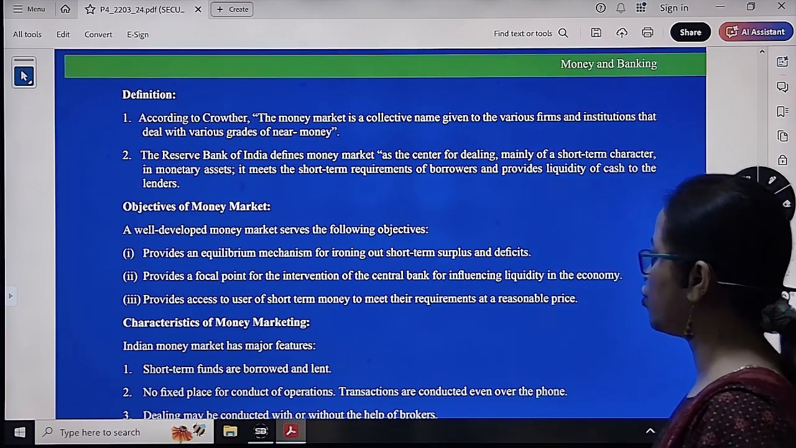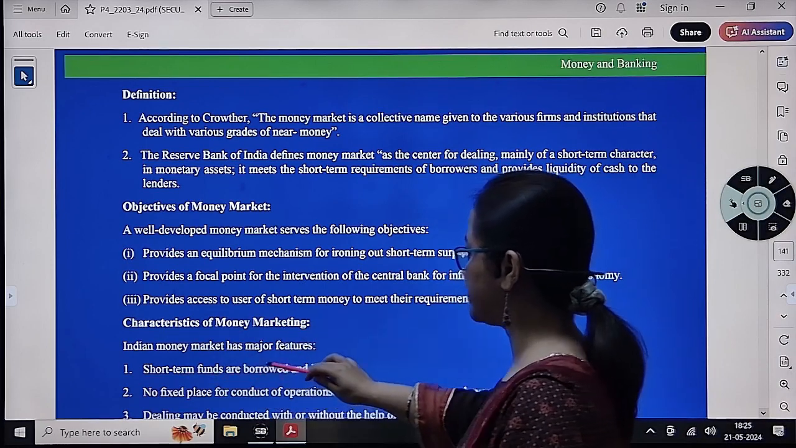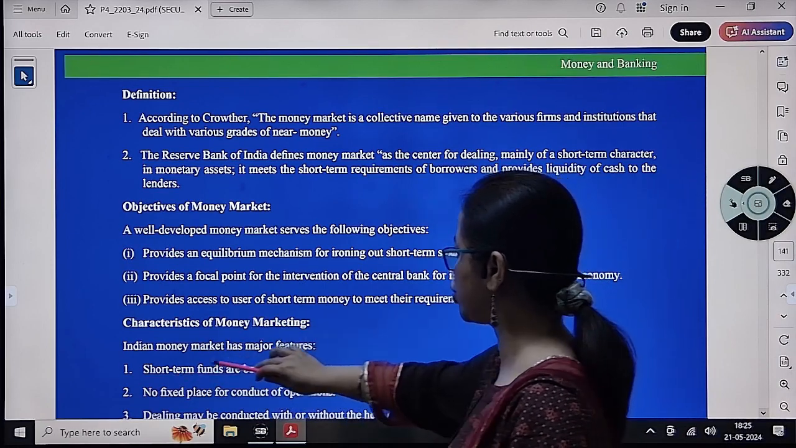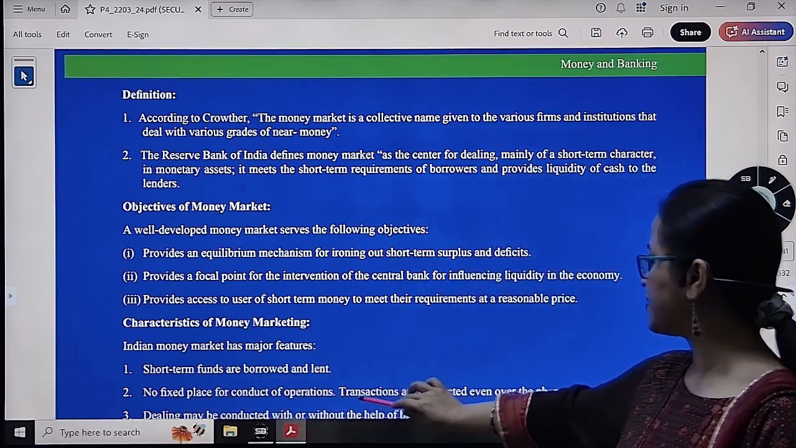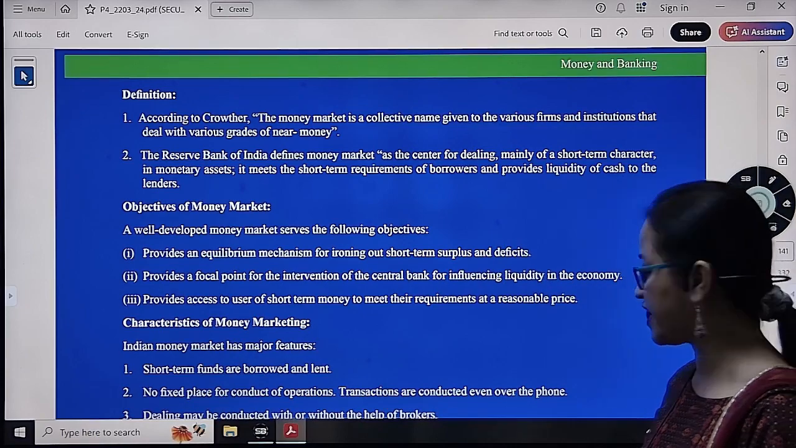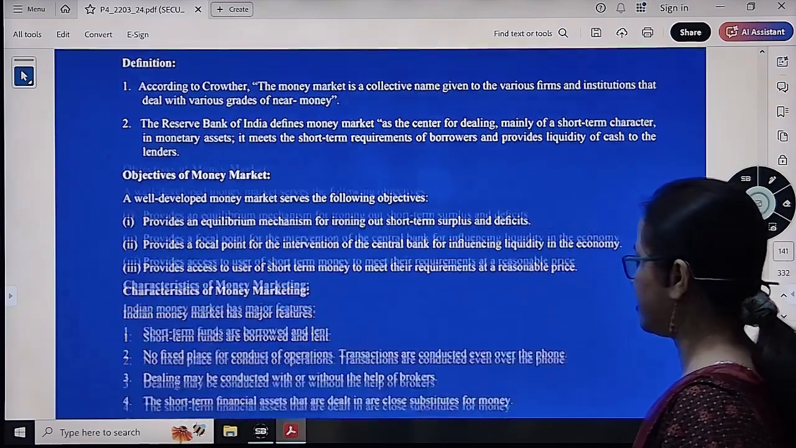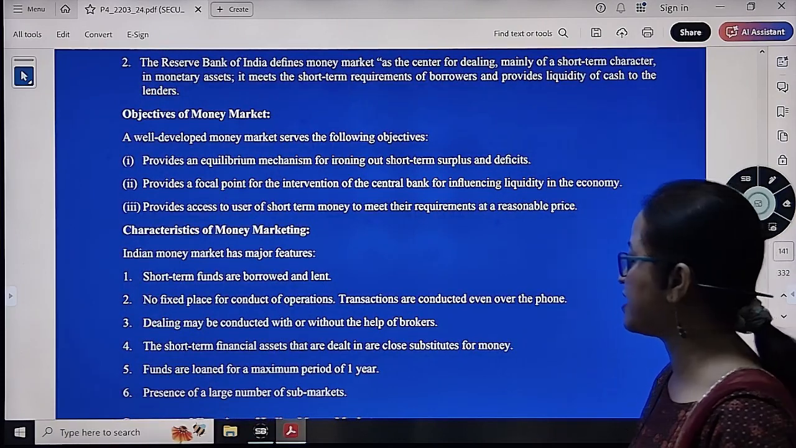So the characteristics of the money market: it is short-term, it is short in nature. Short-term funds are borrowed and lent. There is no fixed place. Transactions are conducted even over the phone. So there are no geographical boundaries. From anywhere you can deal or do transactions in the money market.